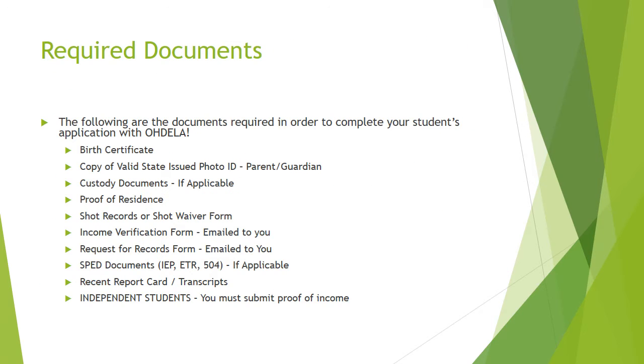The required documents. In order to complete your student's enrollment and application with OHDELA, there are some documents that we're going to need from you. That's the birth certificate, a copy of a valid state-issued photo ID of the parent or guardian, custody documents if it applies, proof of residence, SHOT record or SHOT waiver form, the income verification form which will be emailed to you, the records request form which will also be emailed to you, SPED documents, for example IEPs, ETRs, or 504s if it applies, a recent report card or transcript, and for independent students, you must submit proof of income, and we will touch on that later in this presentation.